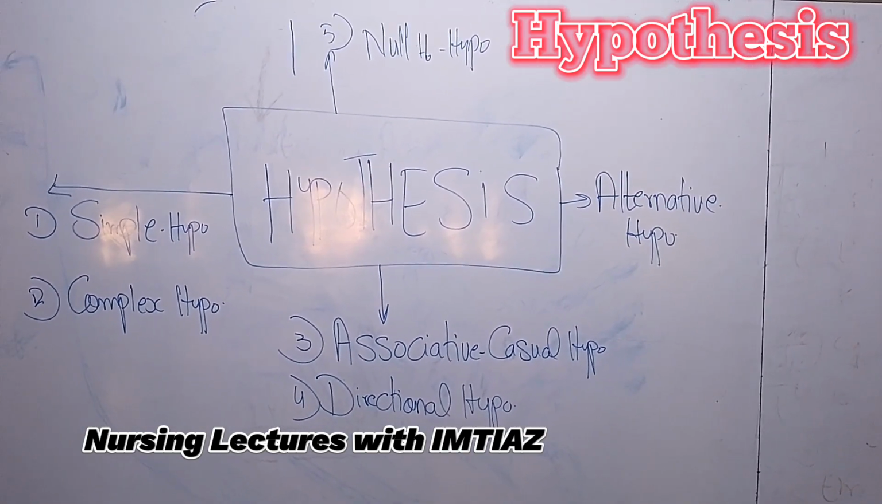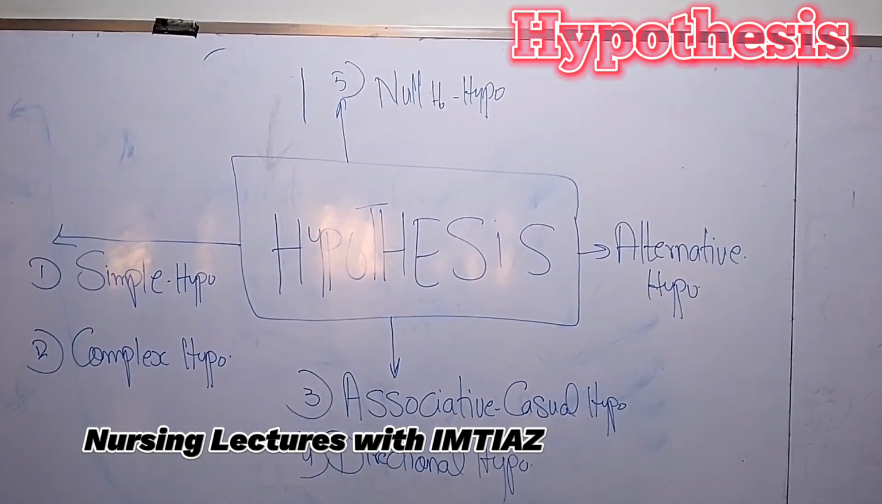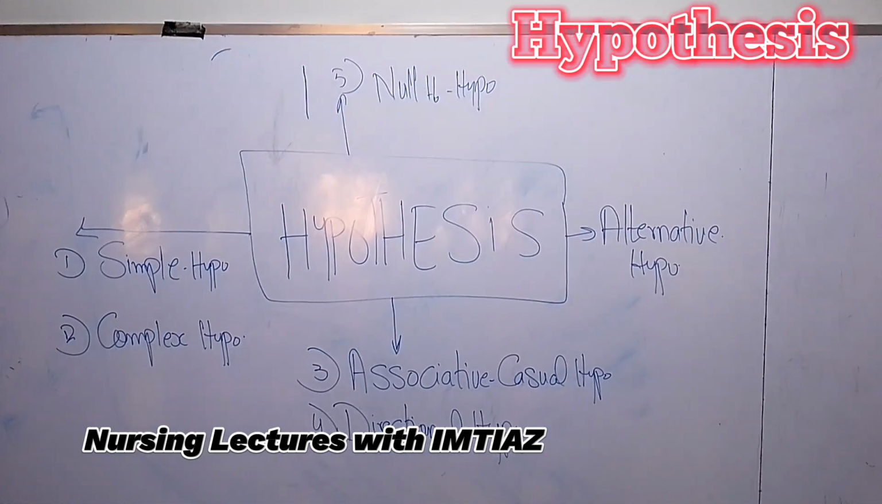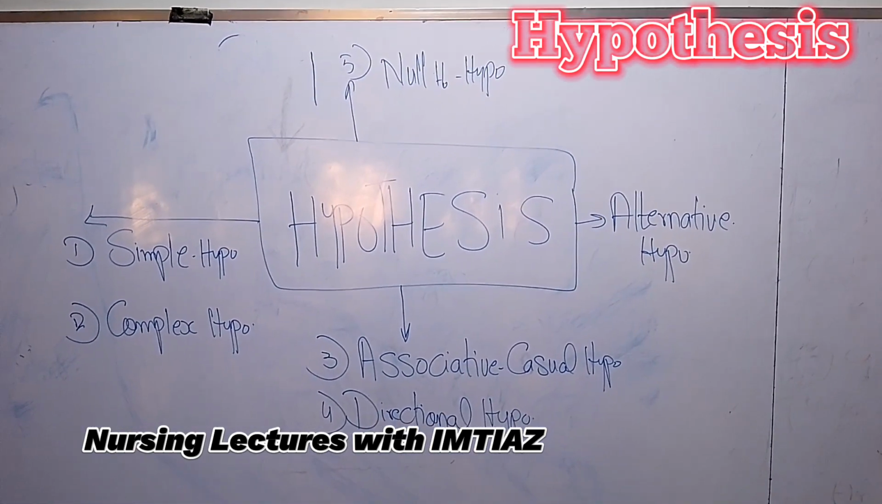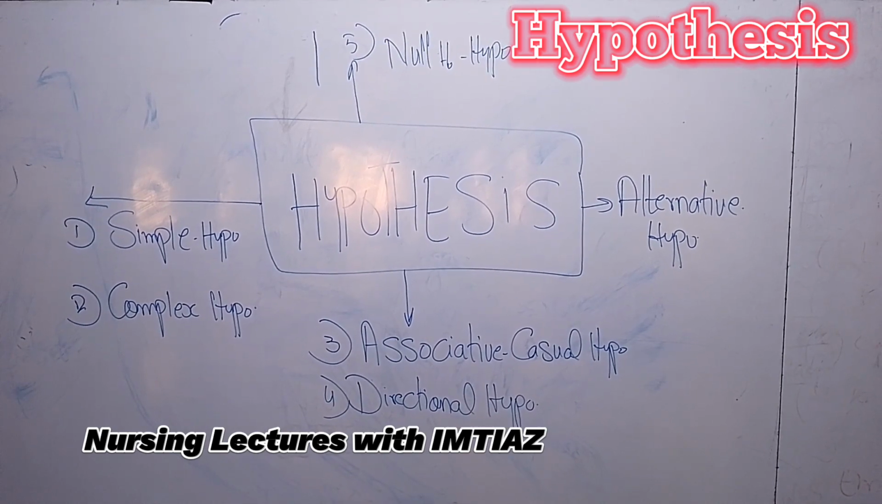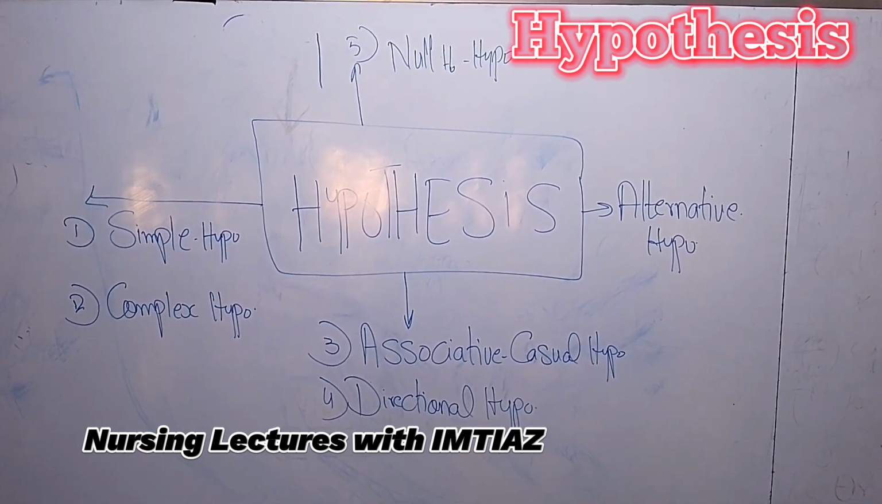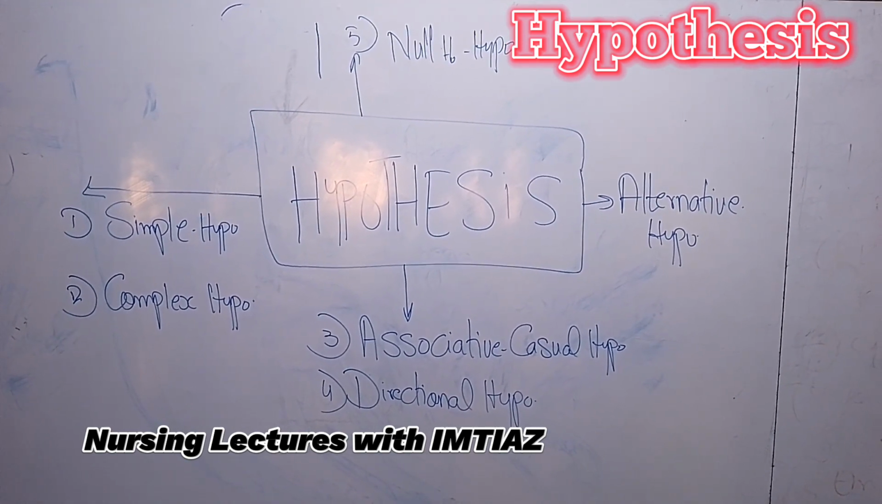It does not specify the anticipated direction and nature of the relationship, such as positive or negative. It only indicates the existence of a relationship between the variables. For example, there is a relationship between years of nursing experience and job satisfaction among nurses.